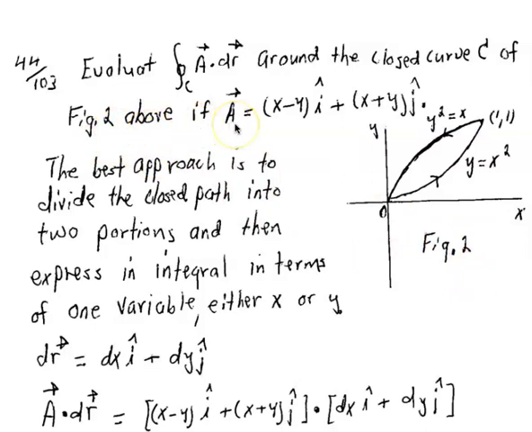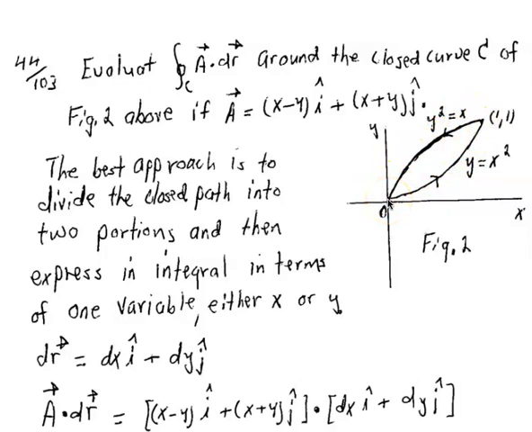If A is equal to x minus y for the i component, and x plus y for the j component. So we want to integrate in a counterclockwise manner around this closed path. How are you going to do that? You did not necessarily learn that in your basic calculus class.